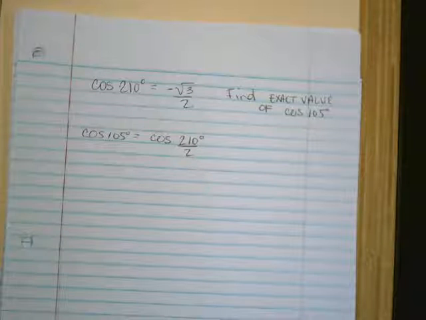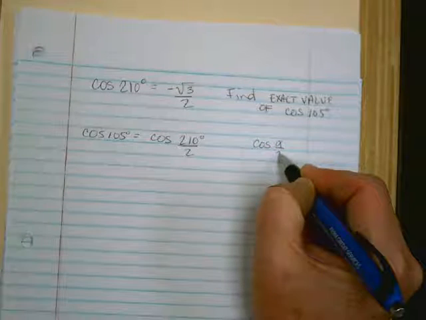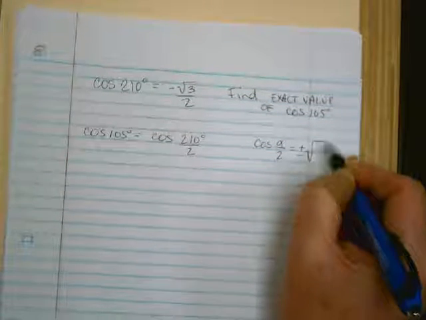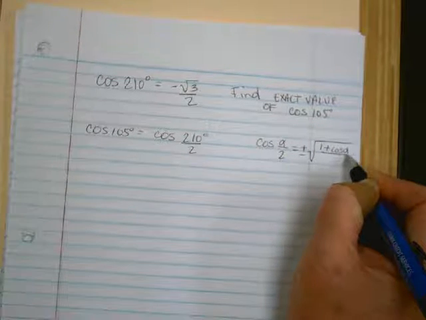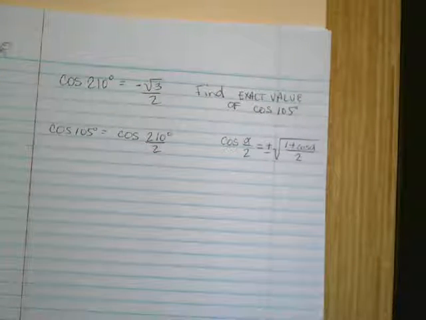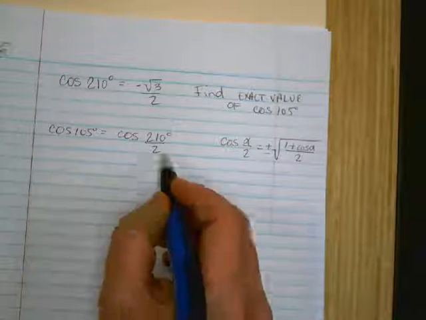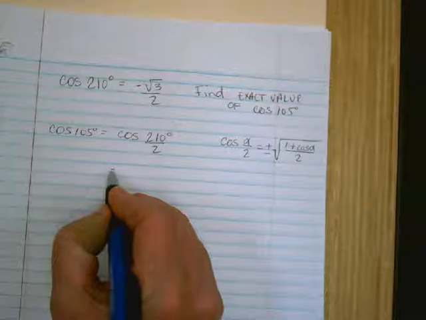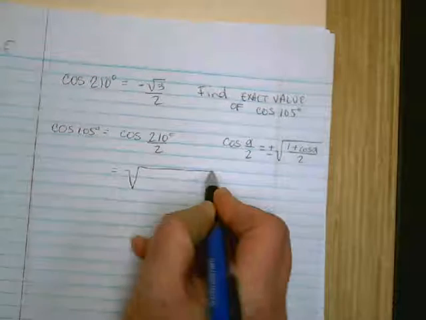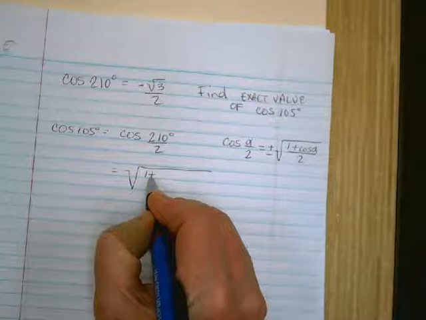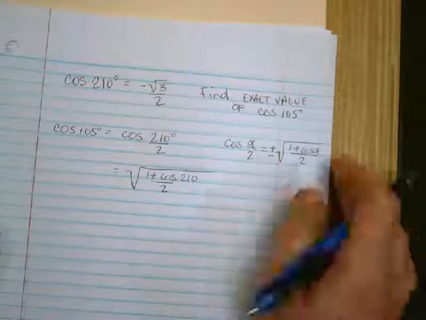Now remember that the formula for the cosine of alpha over 2 is equal to plus or minus the square root of 1 plus cosine alpha over 2. So, alpha is 210 degrees, so cosine of 210 over 2 is the square root of 1 plus cosine of 210 over 2. Now, the half angle is 105.